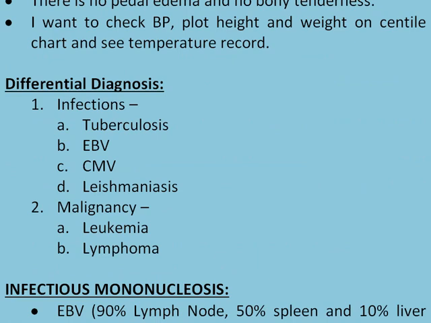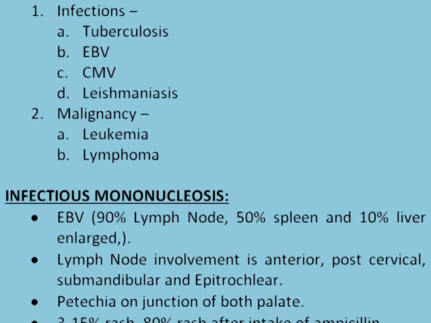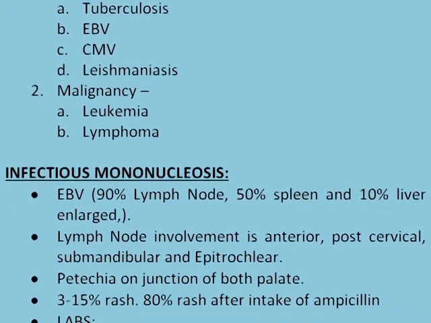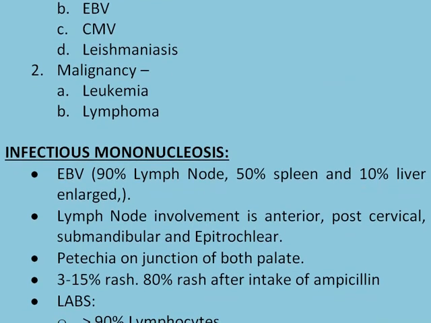So the differential diagnosis, you consider infections such as tuberculosis, Epstein-Barr virus, cytomegalovirus, leishmaniasis, and in malignancy, leukemia and lymphoma. A few things about infectious mononucleosis. It is caused by Epstein-Barr virus. In 90% of cases there is lymph node enlargement, in 50% of cases the spleen is enlarged, and in 10% of cases the liver is enlarged.